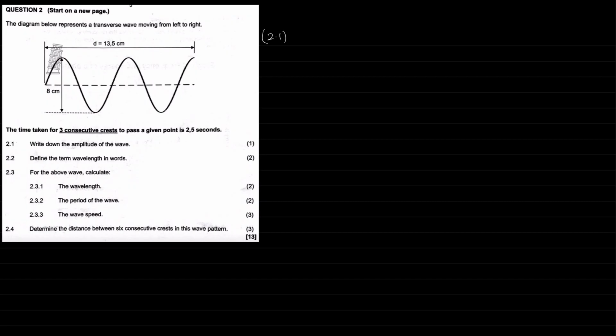So 2.1, the amplitude is the distance from the equilibrium to the crest or from the equilibrium to the trough. Now, since these transverse waves are symmetrical, we just half or divide 8 by 2. So the amplitude is going to be 8 divided by 2, which is 4 centimeters. We'll skip the definition. Let's move to question 2.3.1.